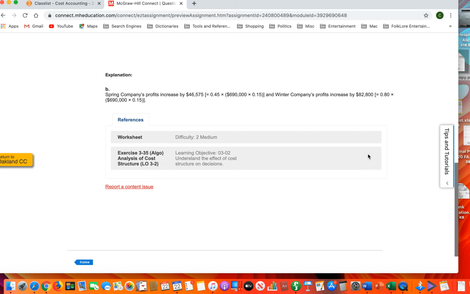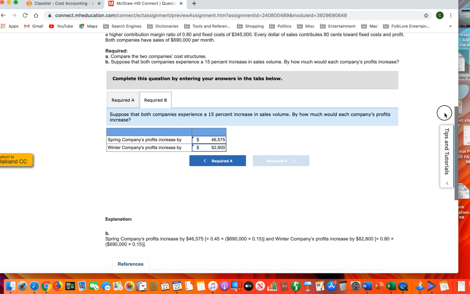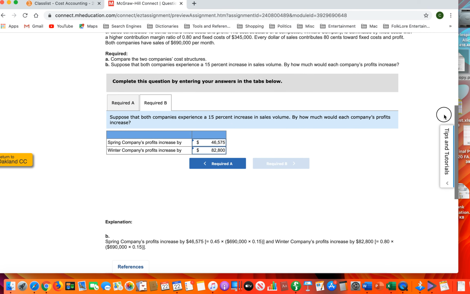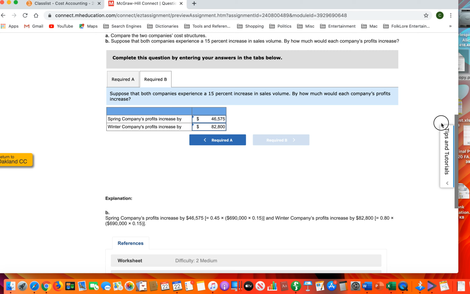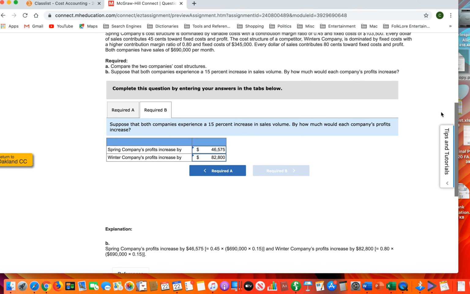All you have to do is multiply. They took the 15% increase and multiplied by 0.45, which is the contribution margin ratio, and they did the same thing on the other side. So it's a quicker way of doing it, probably. That's just not the way I did it.